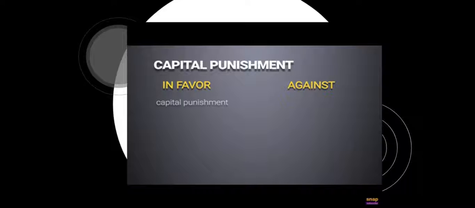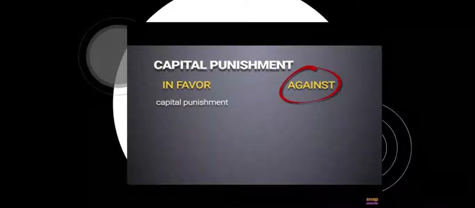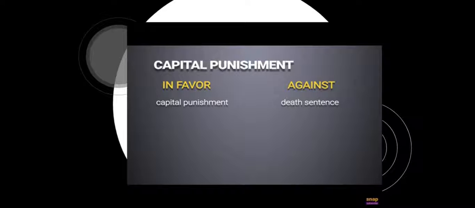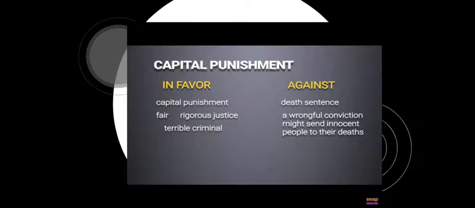For example, take a topic such as capital punishment. Some people are in favor, others are against capital punishment. As you read a passage about it, depending on the information the author gives you or focuses on, you can pretty much tell what the author's point of view is. So let's look at this. Someone in favor of capital punishment may call it capital punishment. Someone against it might call it the death sentence. The first will focus on how fair it is to dole out rigorous justice to a terrible criminal. The other will focus on how a wrongful conviction might send innocent people to their deaths.